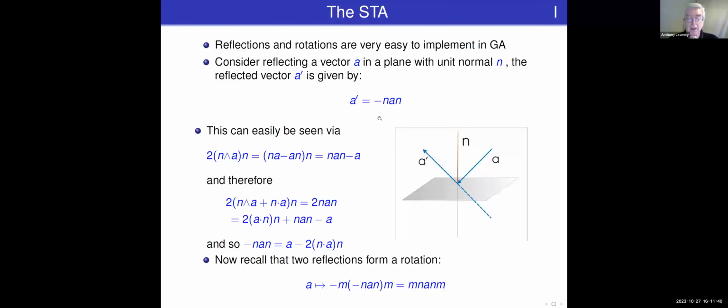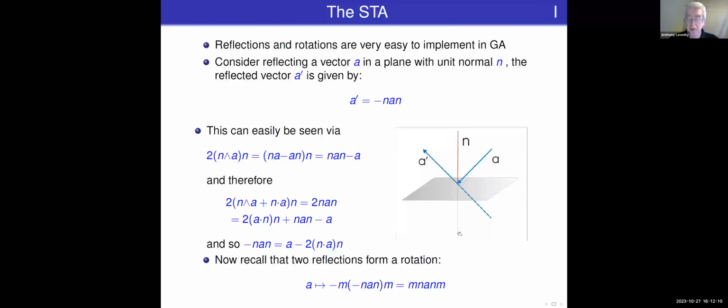Now, it's a theorem, the Cartan-Dieudonné theorem, I think, that the combination of two reflections is always a rotation. And so we can generate rotations via two reflections. We do them both like this, so the sandwiching gives us, because the two minuses cancel, that if we do it in a further vector m, we get mnAnm. So notice we get the product here, and then the product in reverse order just there.